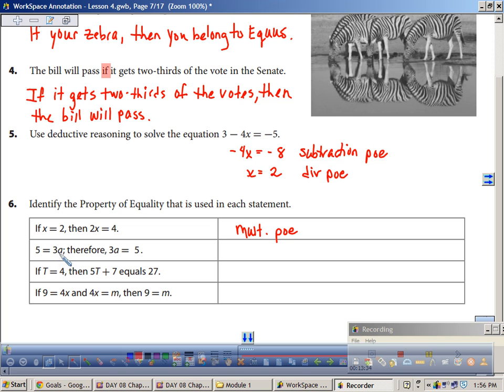What about 5 equals 3a? If 5 equals 3a, then 3a equals 5. Symmetric. Symmetric PO. If t equals 4, then 5t plus 7 must equal 27.